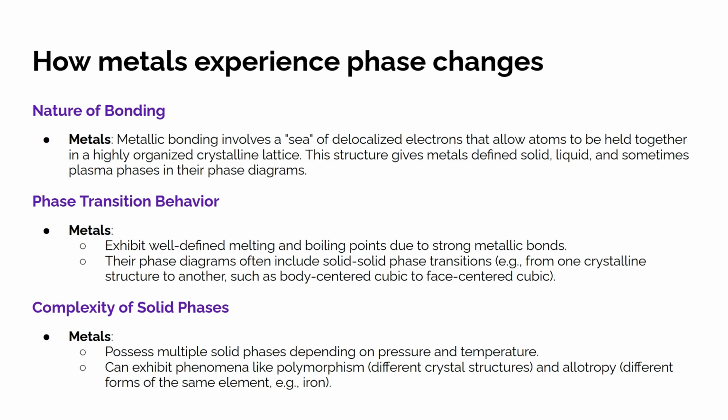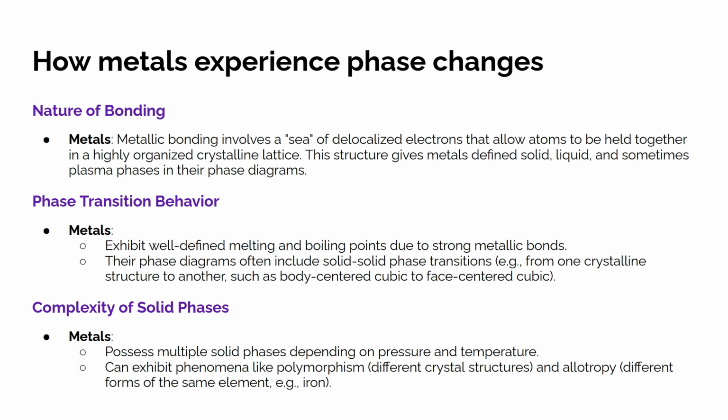So, how do metals experience phase changes? Well, in the nature of bonding, metallic bonds involve a sea of delocalized electrons that allow atoms to be held together in a highly organized crystalline lattice. The structure gives metals defined solid, liquid, and sometimes plasma phases in their phase diagrams. Phase transition behavior: metals exhibit well-defined melting and boiling points due to strong metallic bonds.